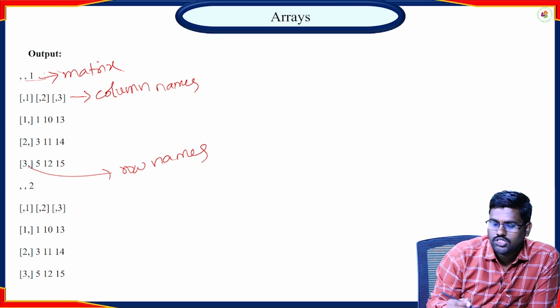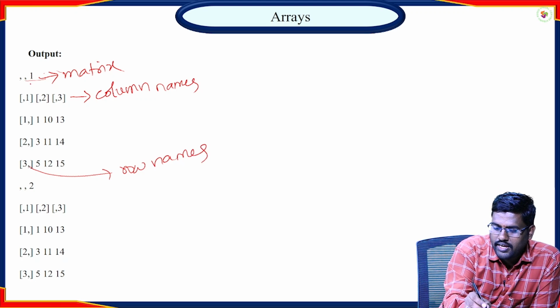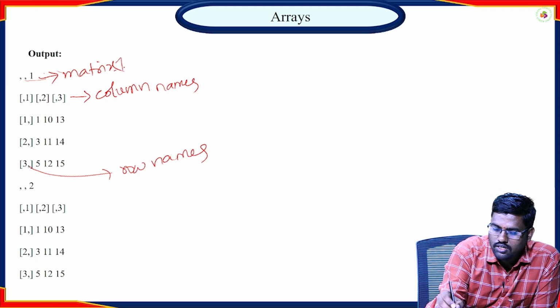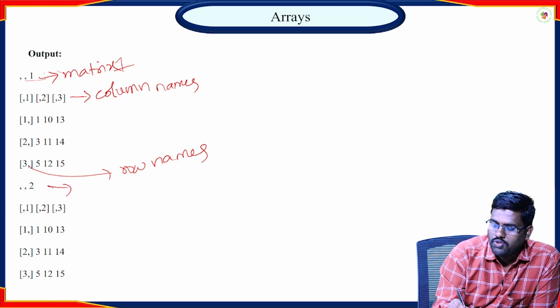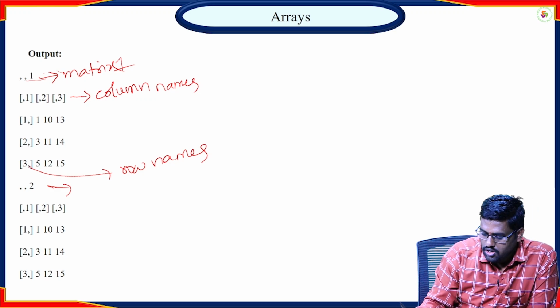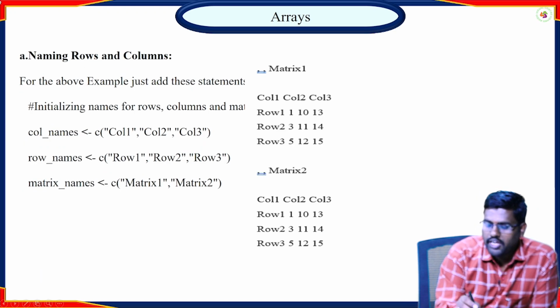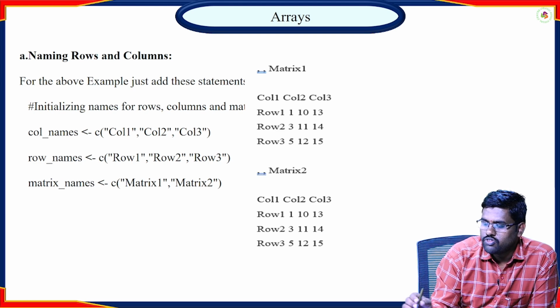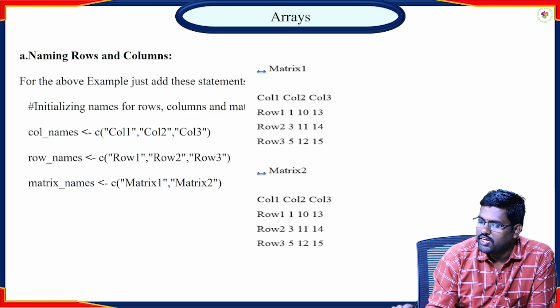If I want to change this particular first index, it belongs to matrix 1, and this belongs to matrix 2. These are all row 1, row 2, row 3, and these are all column 1, column 2, column 3. For that change, I wrote 3 statements. That is, column names equal to column 1, column 2, column 3, so that column 1, 2, 3 will be printed. Next, row names means in the place of these indexes, row 1, row 2, row 3 will be printed. And matrix names means the first index is matrix 1 and the second one is matrix 2.